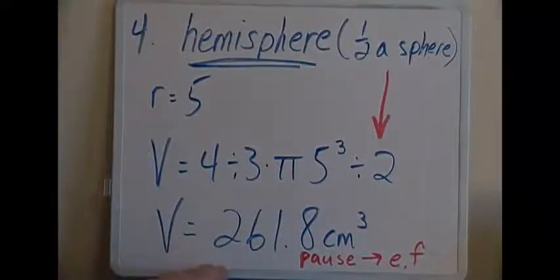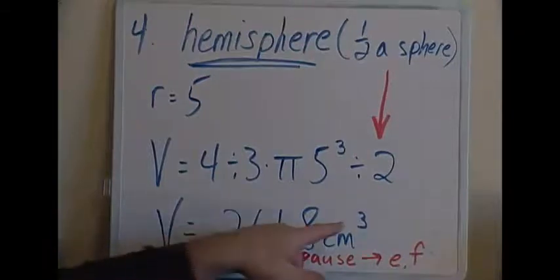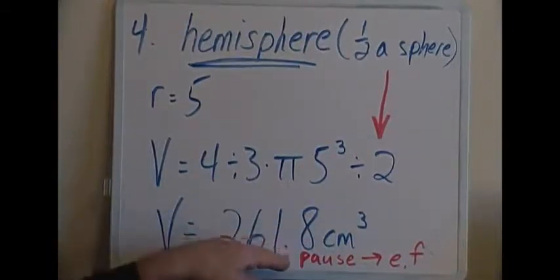And we get 261.8 cubic centimeters. You can press pause and do E and F, and you're through.